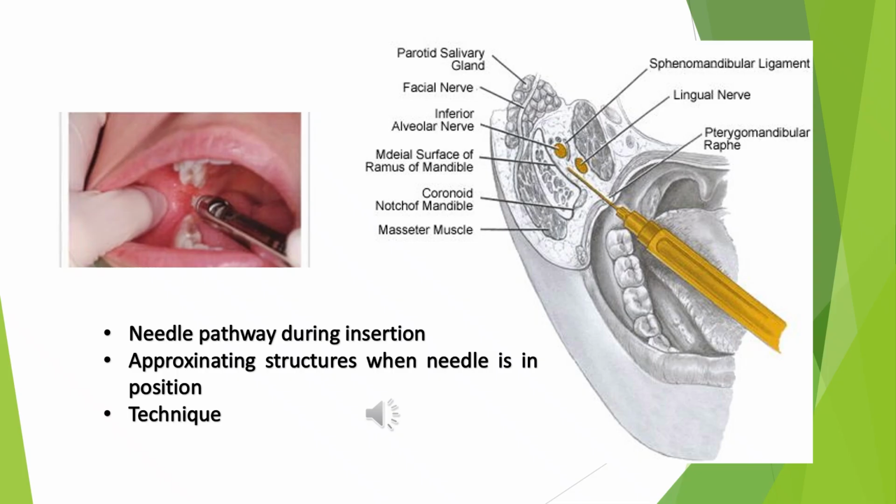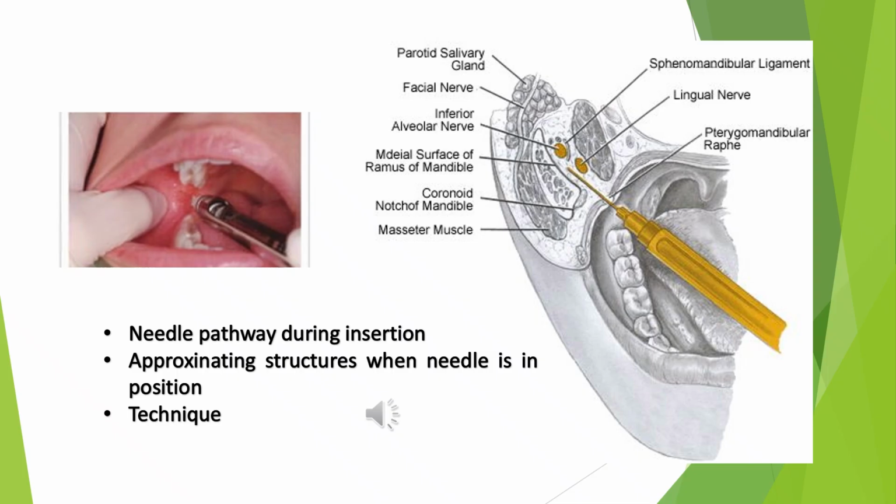The finger or thumb is then moved posteriorly until contact is made with the external oblique ridge on the anterior border of the mandible. Now you can see I am just demonstrating a technique by following the anatomical landmarks. First of all, I have palpated the mucobuccal fold. Then my finger is moved posteriorly until contact is made with the external oblique ridge on the anterior border of the ramus of the mandible.